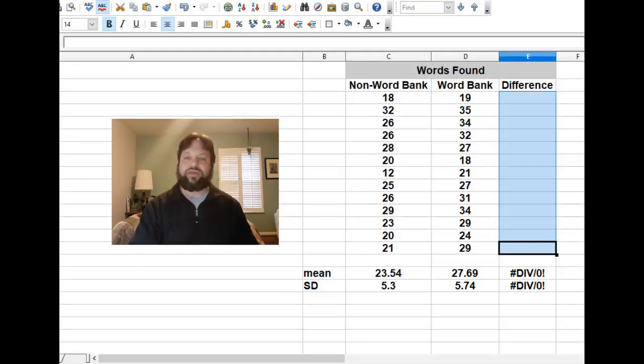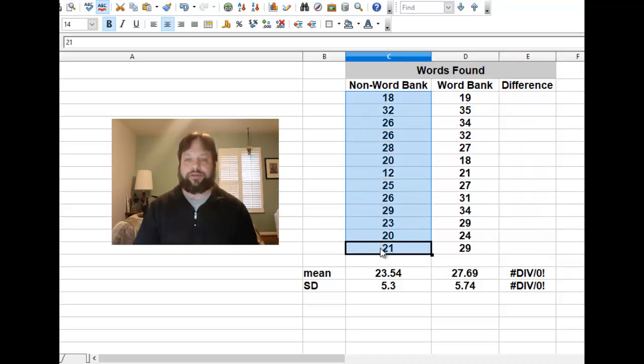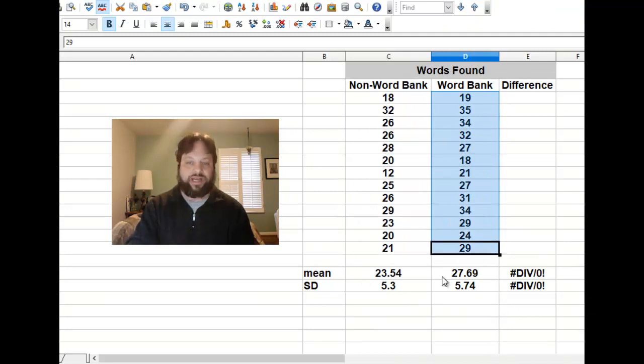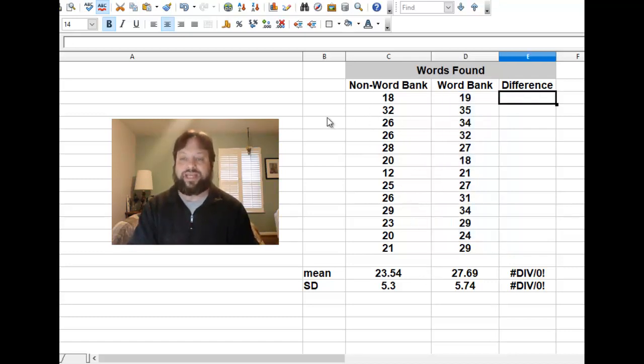All right. So if we take a look at this data here, you see that right here, we have what happened without the word bank. They had an average of 23.5 words without the word bank. And then we gave them a word bank, and it appears like their average went up by about 4 words or so. Yeah, that looks about right. What's interesting here is we don't care about either one of these columns. What we really care about is the difference between the columns.